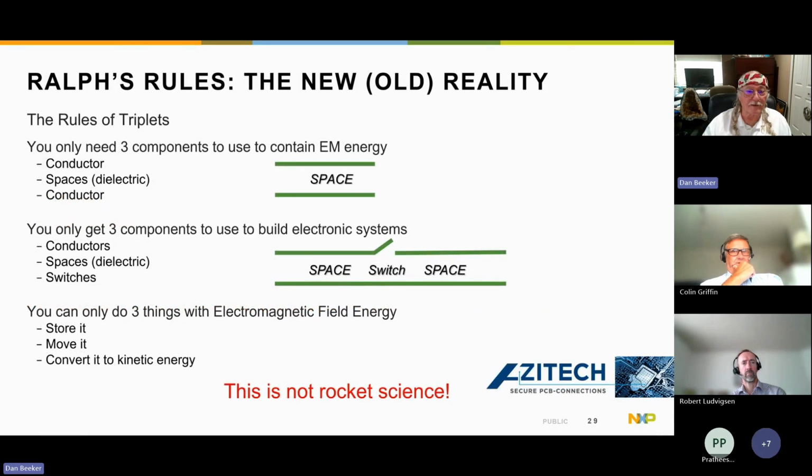So this is the picture you want to burn into your brain instead of that circuit diagram. You just need 3 things to control the energy. 2 discrete conductors separated by a space. You only get 3 components: the conductors, the space, and a switch. And then you can only do 3 things with field. You can store it, move it, or convert it to kinetic energy.